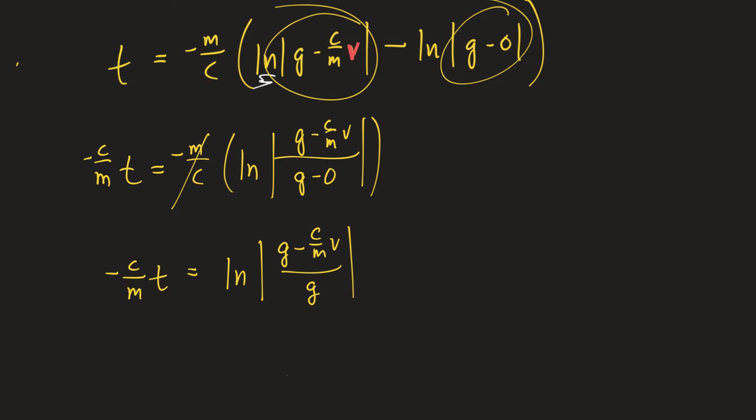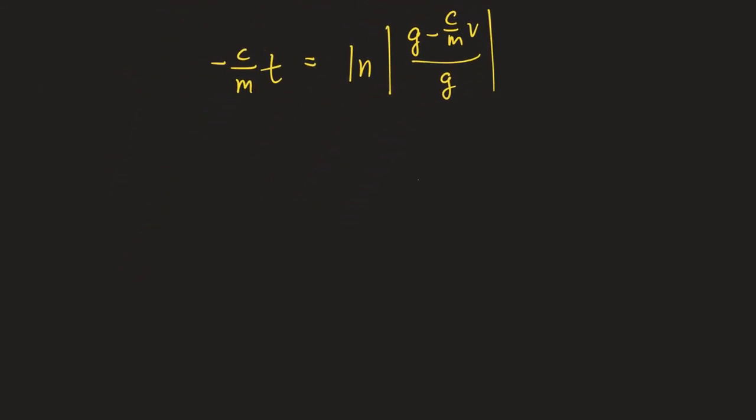And I don't know if you know what we're going to do next, but as I said before, we're trying to get v by itself. We would like to get it out of the logarithm. So we're going to raise both sides to the same base. So I'll have e to the minus c over m times t on the left. And when I raise the right side to that base, it cancels with the logarithm, and I get g minus c over mv divided by g. So this is how I isolate the v and get it out from being inside that logarithm.